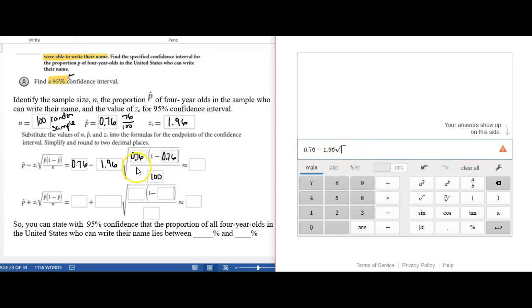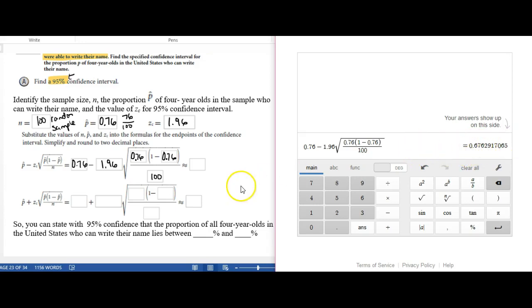Ooh, and since it's a fraction, I'm going to put in the fraction key, that's A over B. I'm going to put the top portion, 0.76, parentheses, 1 take away 0.76, close the parentheses. I'm going to move down to the bottom and write 100. Ooh, it did calculate that for me. How awesome is that? So I'm going to write that here on our document.